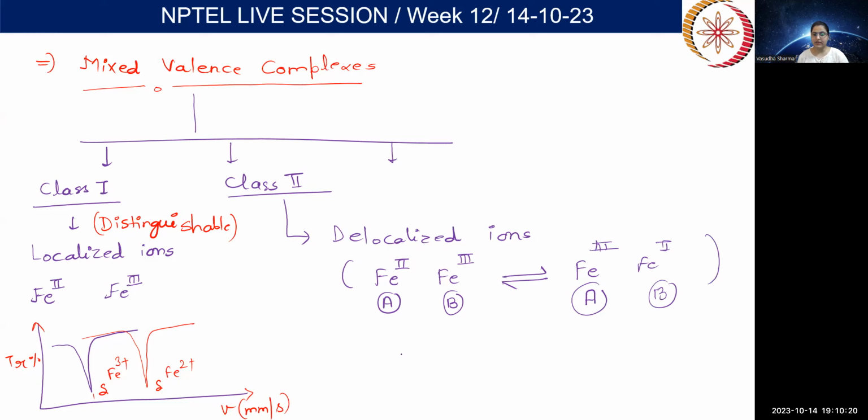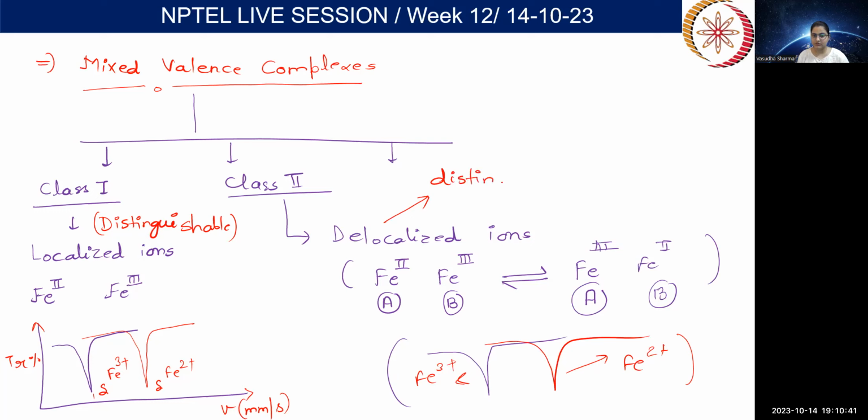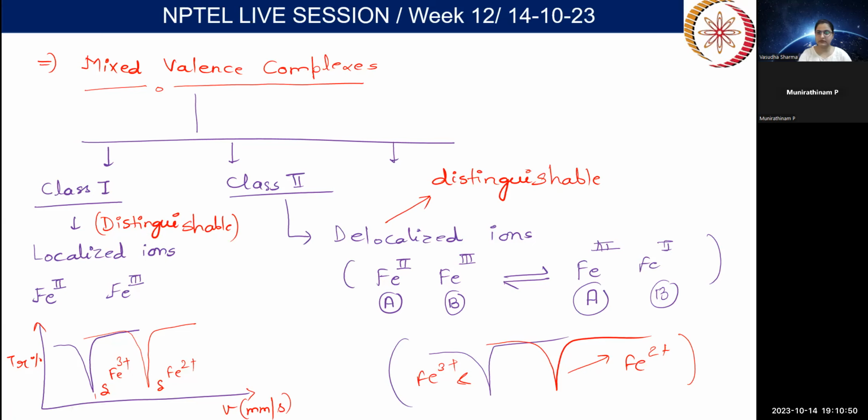So I can still see these two peaks: this one for iron 2 and this one for iron 3. So this is a case where it is delocalized. That means electron transfer has happened, but it is still distinguishable from the spectrum because we can see the peaks for both iron 2 and iron 3.